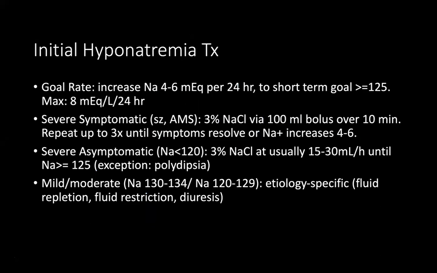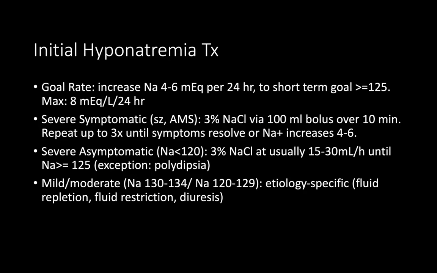So when you're talking about hyponatremia treatment, the first thing that you want to have in mind is this goal rate. It's very important. And this is essentially about increasing the sodium carefully. When somebody comes in hyponatremic, you don't want to be careless when increasing their sodium levels. And so you want to increase it by 4 to 6 milliequivalents per 24 hours, to a short-term goal of at least 125.